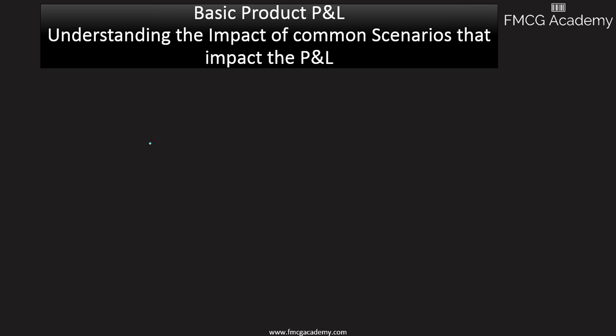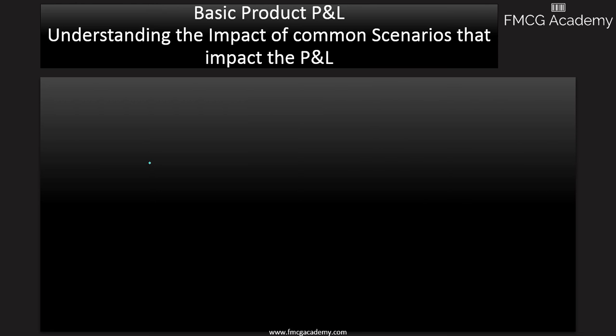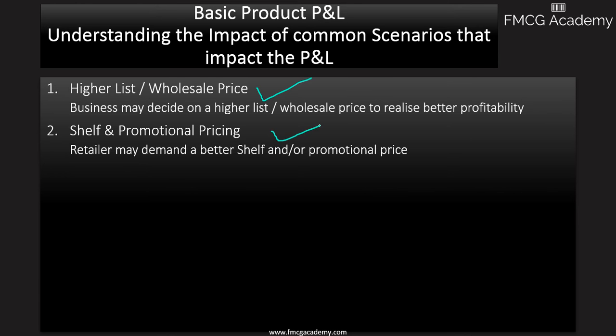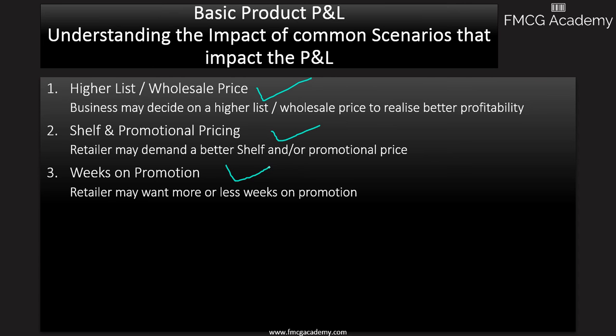So today we're going to jump onto the fourth scenario of the various common scenarios that you get in an FMCG product P&L. We've already done the higher list and wholesale price requirement. We've done the shelf and promotional pricing, which the retailer might want. We've done the change in weeks on promotions.